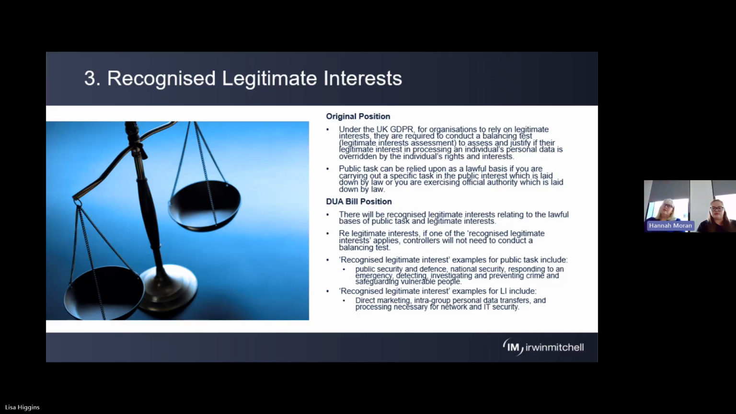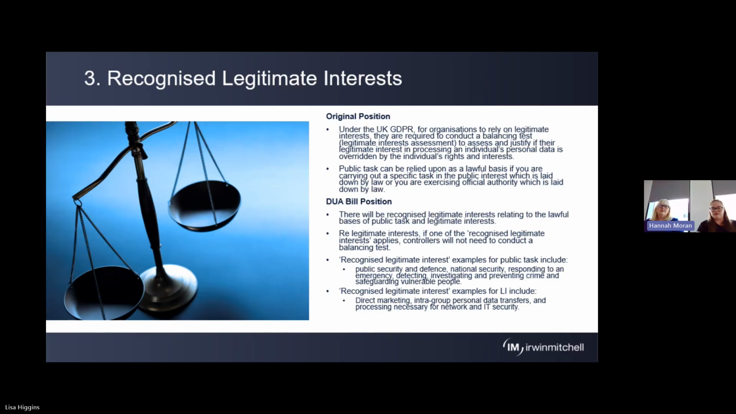And as you might expect, they're more public sector focused. So it's things like public security, national security, prevention and detection of crime. And one that I think is quite useful, certainly from a public sector point of view, who's not involved in law enforcement or security, is safeguarding vulnerable individuals. So in terms of whether these are definitive, or might there be more? As I said at the outset, the Secretary of State has the ability to make statutory instruments and to add to things that are there in the Act.